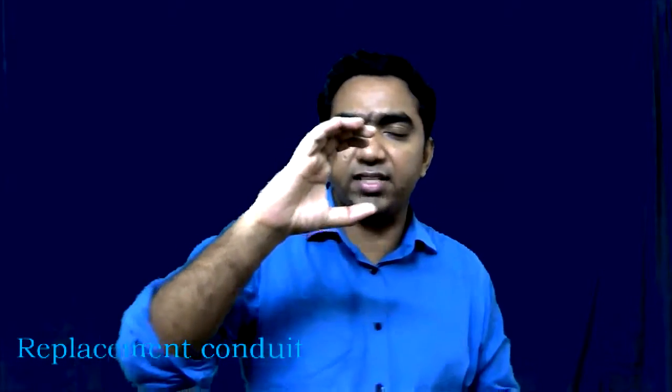Now, that is regarding the replacement conduit. If only a small segment of the esophagus is resected, jejunum can be used as a conduit. If the stomach is unusable because of infiltration of the tumor, colon can also be used as a replacement conduit.